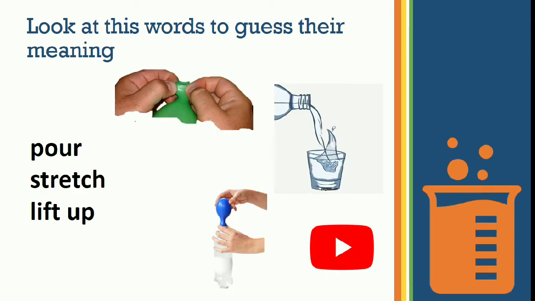So the first activity is the next one. Look at these words to guess their meaning. Here you have three words: pour, stretch, and lift up. So try to guess if these words are adjectives. No, okay. Are these words nouns? No, that's correct. These words are not nouns. So are these words verbs? Yes, correct. These words are verbs.